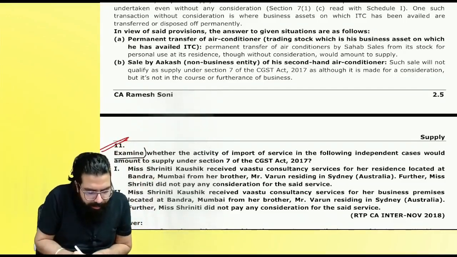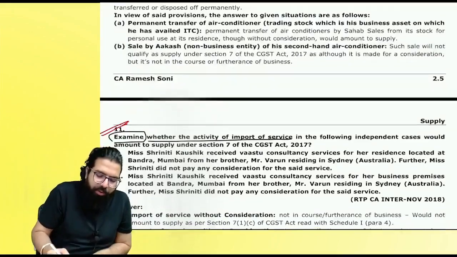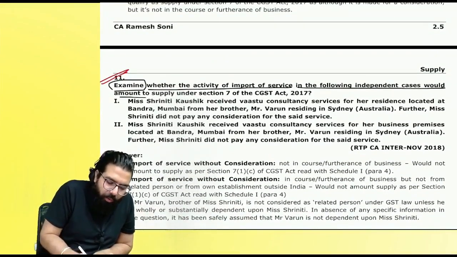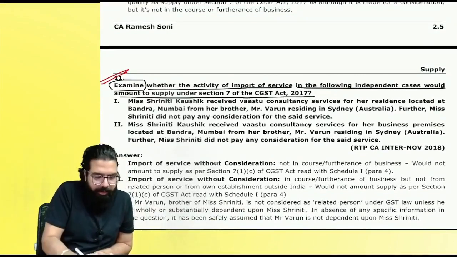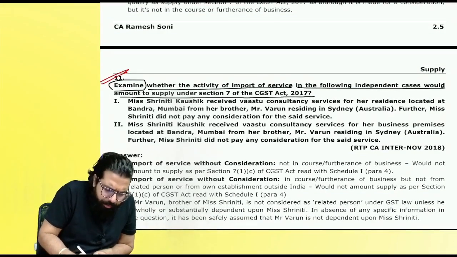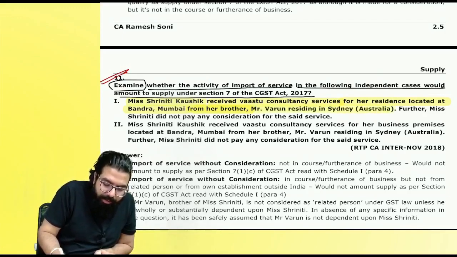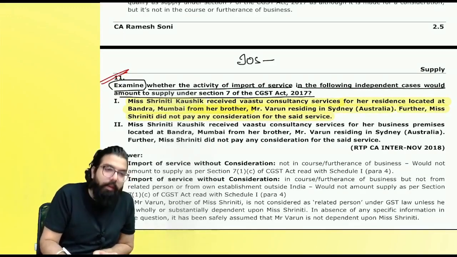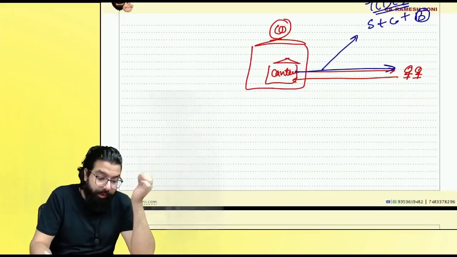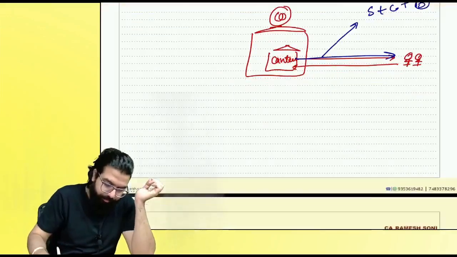Next, examine whether the activity of importation of service in the following independent case would amount to supply under section 7. Let's understand. Miss Sriniti Kaushik received Vastu consultancy for her residence at Bandra, Mumbai from her brother, Mr. Varun, residing in Sydney. Further, Miss Sriniti Kaushik did not pay any consideration. Everyone, over here, importation of services. Then, question number 11.